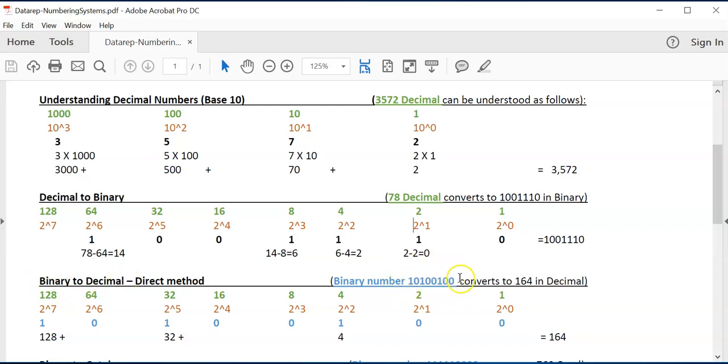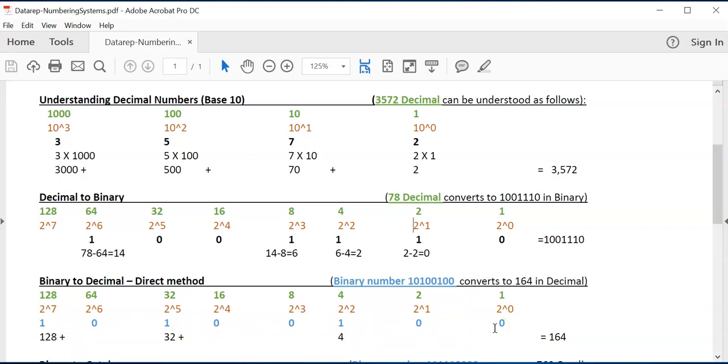So let's take this binary number. It can be any binary number. So the first step is you write this binary number kind of spaced out. So 1, 0, 1, 0, 0, 1, 0, 0. That's what we have here. So I just spaced it out and wrote it. What was the next step?